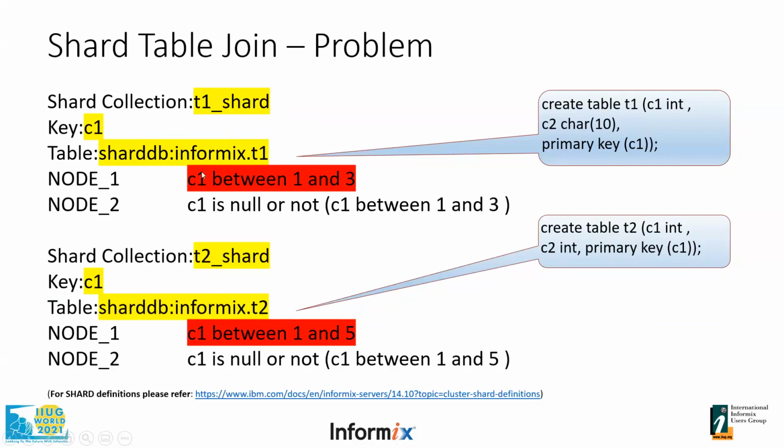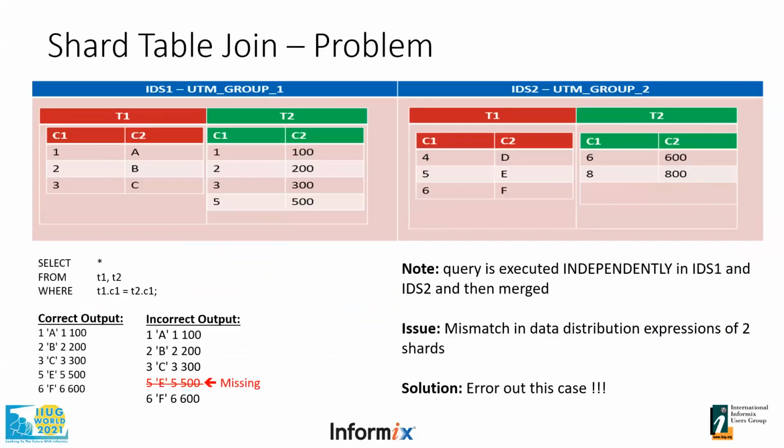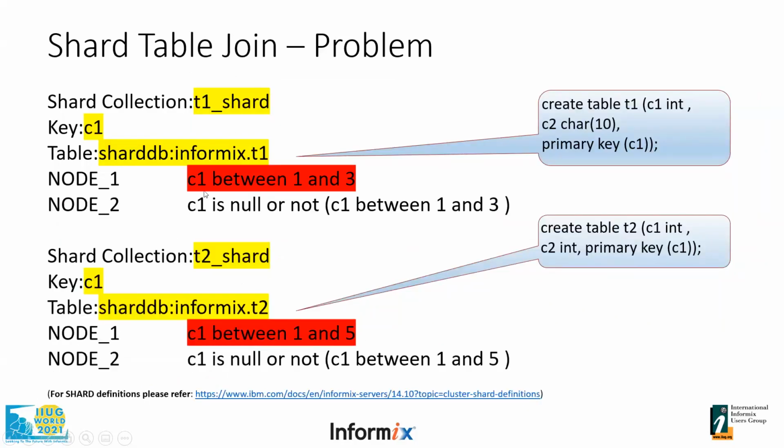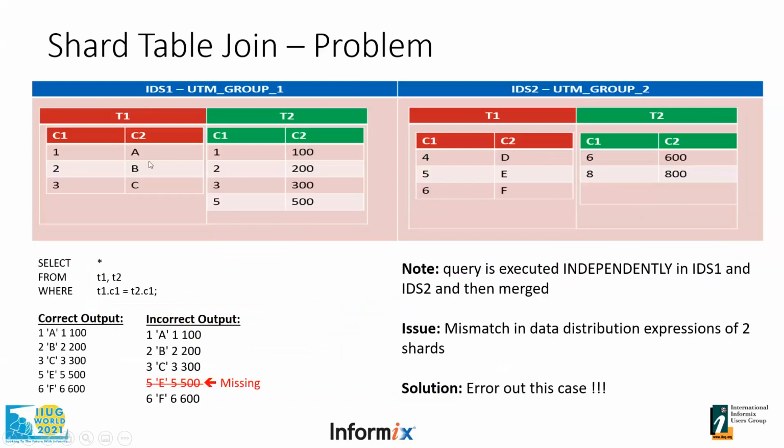But in this, the expression is different. In the shard expression, as you look at it, this takes C1 between 1 and 3, and C1 between 1 and 5 on table T2. That's how this is defined. And if I see how the table distribution looks like, I have two instances on which we have created a shard. This is node 1, this is node 2. As you all know, sharding is as if the table is on a single server, just distributed across multiple instances.